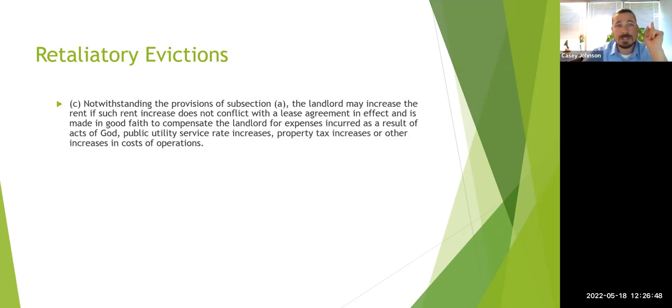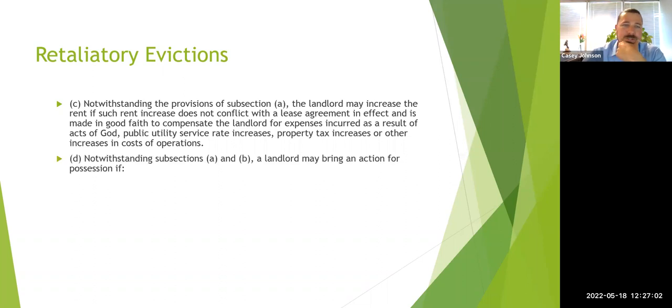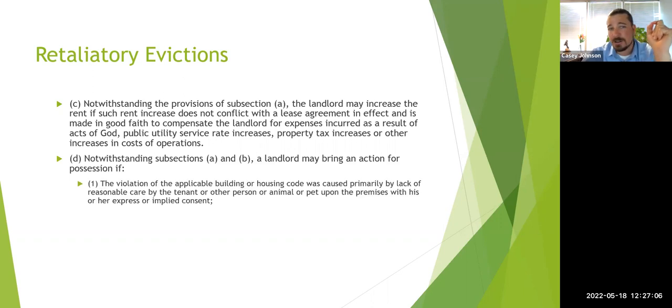But notwithstanding that section, the landlord can still increase the rent as long as it doesn't conflict with the lease, and it's in good faith. So, you know, there's a utility rate increase, property tax increase, increase in the cost of operations, that sort of thing. And also, notwithstanding the earlier sections, the landlord can still try to evict the tenant if the housing and building code violation was caused by the tenant. Obviously, if the tenant crashed the place and caused the housing and building code violation, they can evict the tenant for that. Or this is the big one, if the tenant is in default of rent.